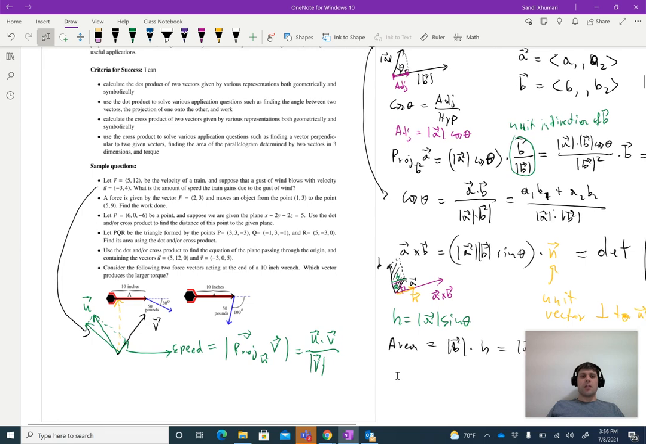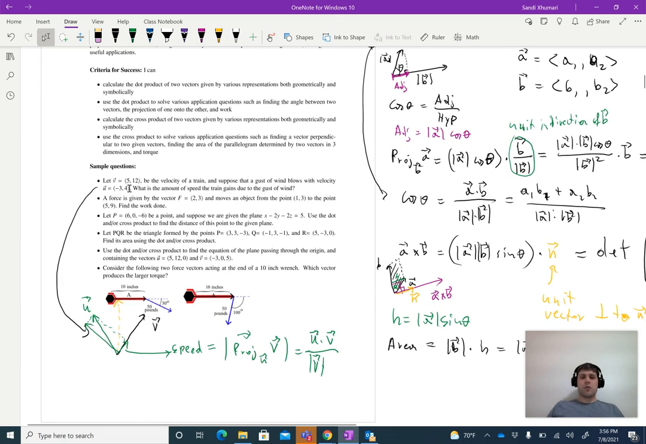Okay, let's go here to solve one sample question. So we have here a vector v pointing in the 5, 12 direction, and we have another vector u in the negative 3, 4 direction. What is the amount of speed that the train gains due to the gust of wind? So the train is on tracks. It cannot possibly get off tracks.